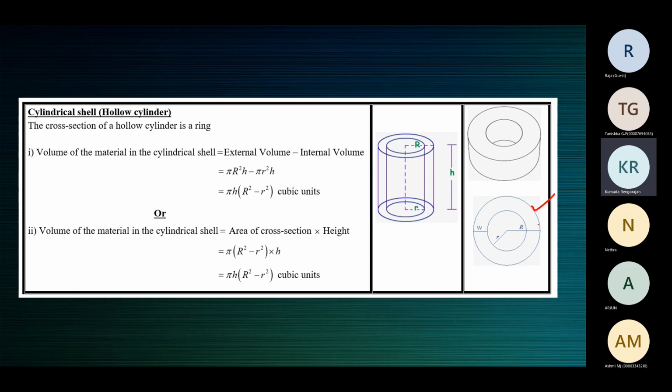We'll say that this is a metal plate or a metal ring. You have many pieces like this. You place them one over the other, and you'll get a hollow cylinder like this. It's hollow because you can see through.